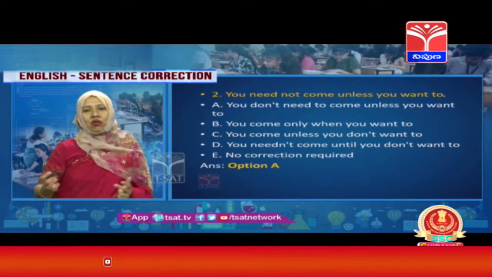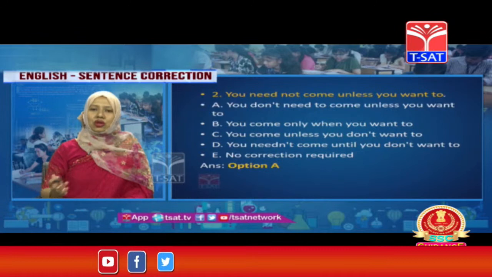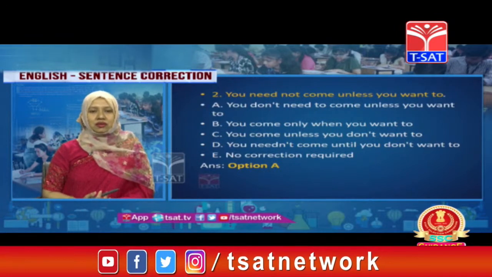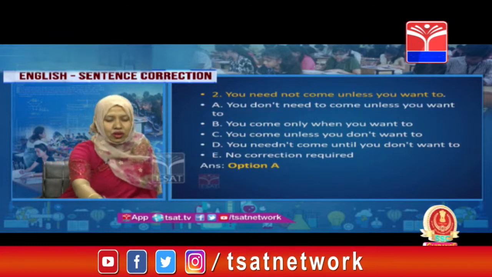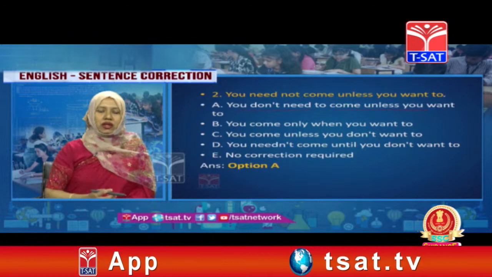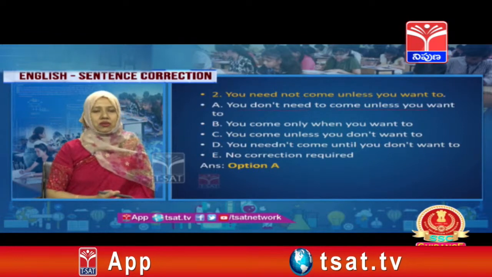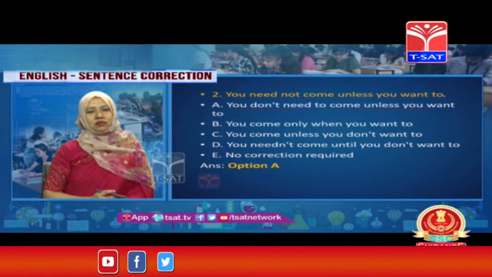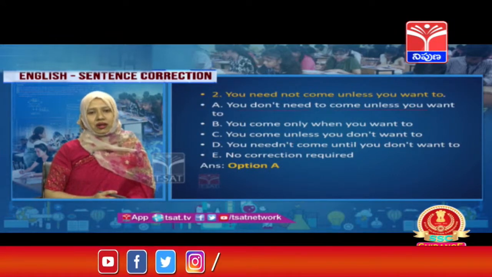That means, if there is no work, there is no need of coming. So, which sentence tells us that? The first sentence, you don't need to come unless you want to. If you want to come, if there is a need, you can come. But if there is no need, do not come. So, that is the meaning.